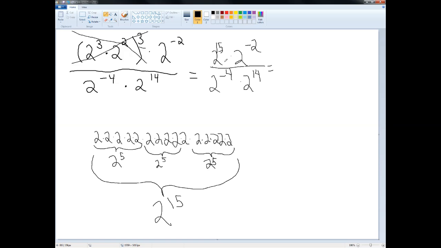Looking at the numerator, we have the same base, different exponents, and what we know about that is we can just add them together. We keep the same base, and then we do 15 plus negative 2. In other words, 15 minus 2. And I just did that in my head. But you keep the same base, and you can combine the exponents with addition. We can do the same thing in the denominator. We have a negative 4 plus 14. So we end up with 10.